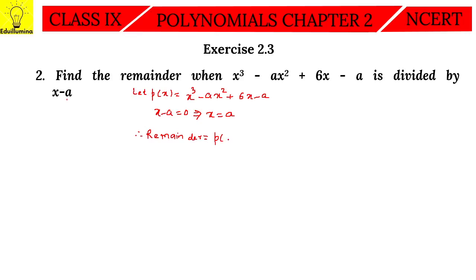So therefore, the remainder is equals to p of a. Now replacing x with a in the given polynomial, we get a cube minus a into a square plus 6 into a minus a, which is equal to a cube. A into a square is again a cube. 6 into a is 6a minus a. Now a cube cancelled out. So 6a minus a is equal to 5a. So therefore 5a is the remainder.